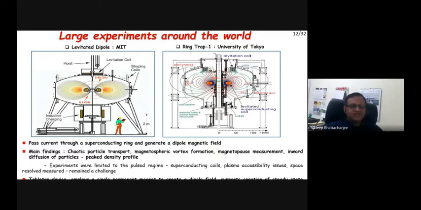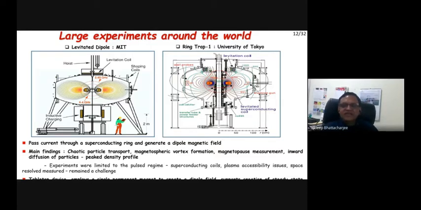Now, look into this figure on the left. This is a levitated dipole experiment at MIT, USA. See the size of a person in green shirt below this large device. So you can see this device is really huge. And one can see this coil, superconducting coil, I will tell you, and these are the dipole magnetic field lines.